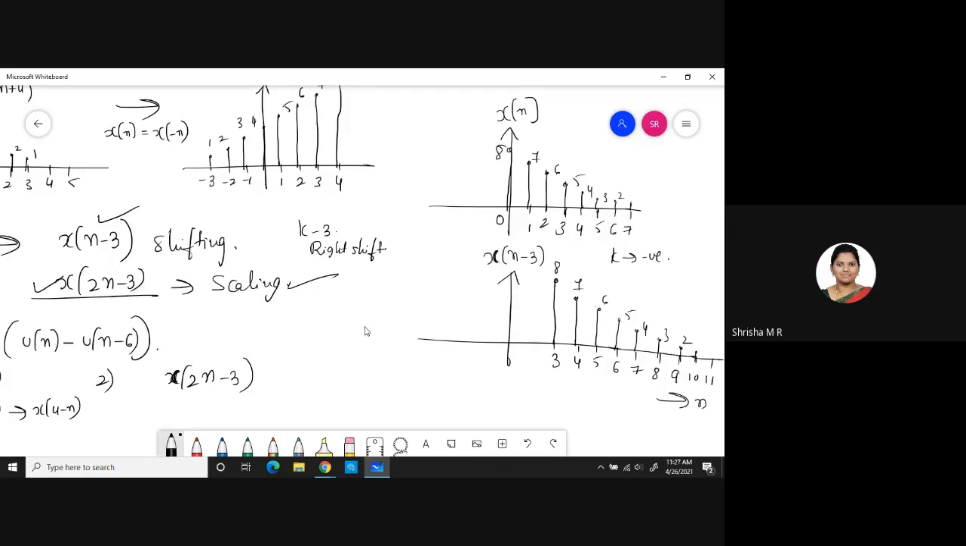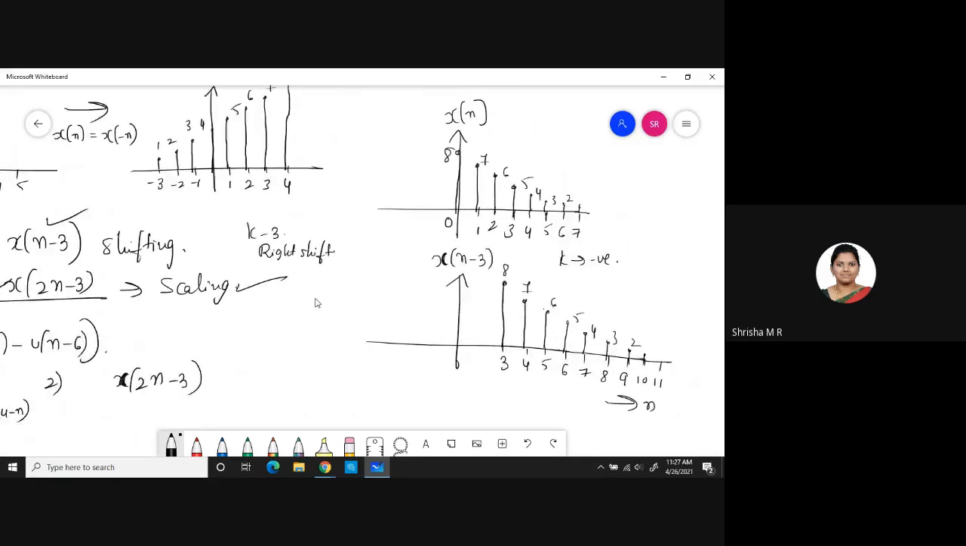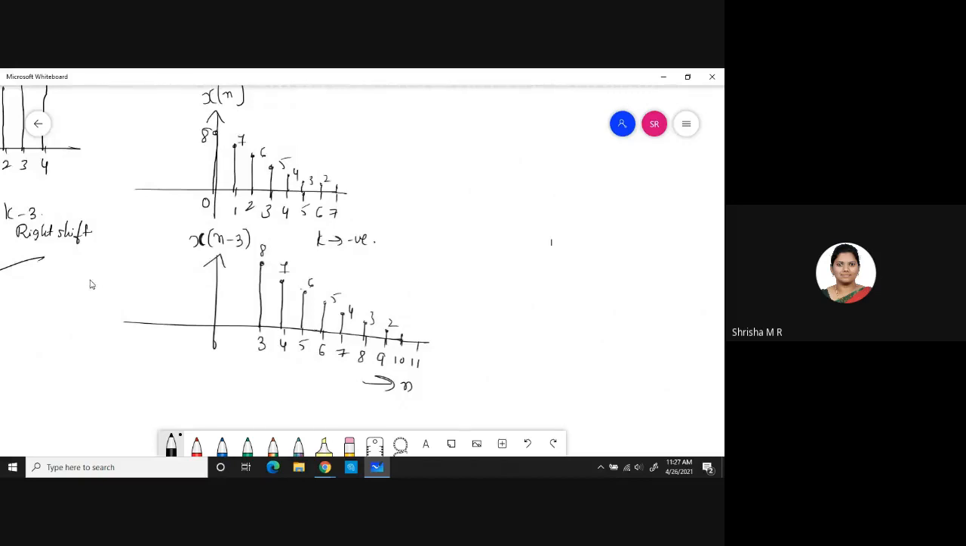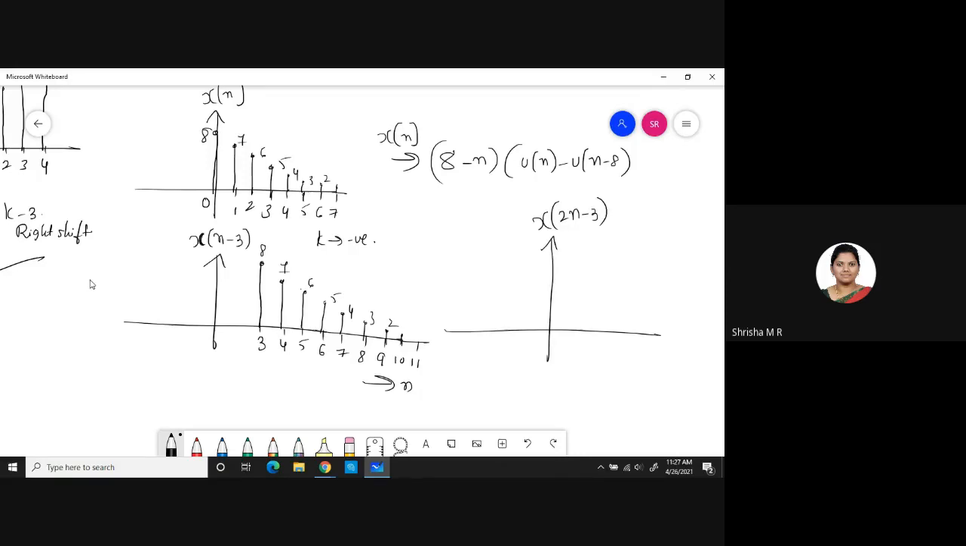So now we have to do scaling. Shifting is done. We have shifted 3 instants to the right. Now we have to scale it. X of 2n minus 3. Okay. So we are scaling by a factor of 2. So we shall see how it will look. X of 2n minus 3. Okay. I'm doing the previous problem only, 8 minus n into u of n minus u of n minus 8. Okay. This is my x of n. So x of 2n minus 3 means I'm scaling by a factor of 2. So what happens here? I'll scale it by 2 everywhere. So what happens?